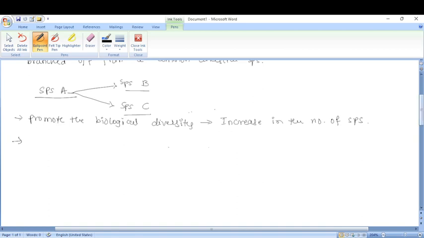Another thing, in case of cladogenesis, it will result in the splitting of lineage, or branching of lineage, which was absent in case of anagenesis. Is it clear? This is about cladogenesis.